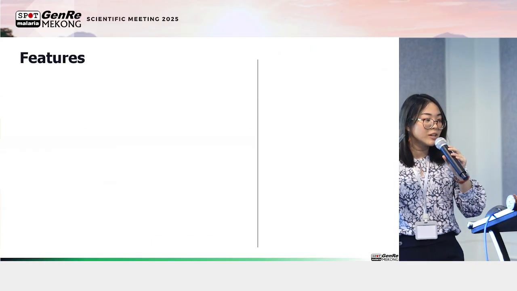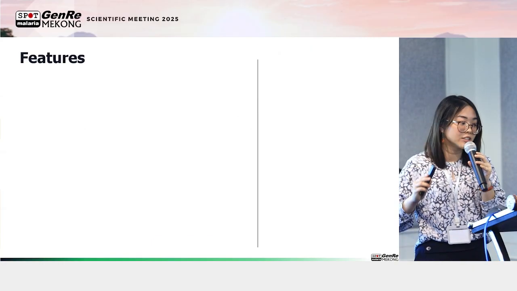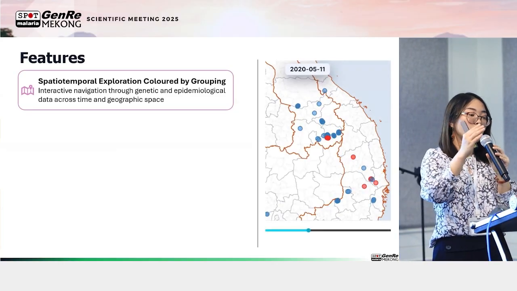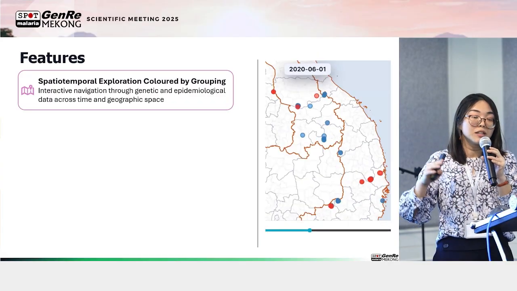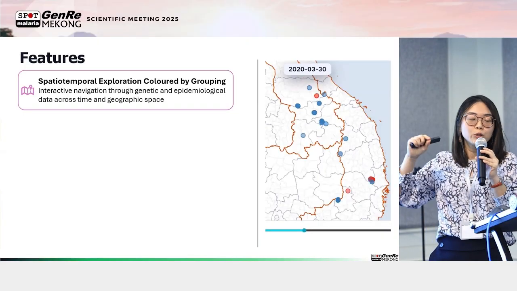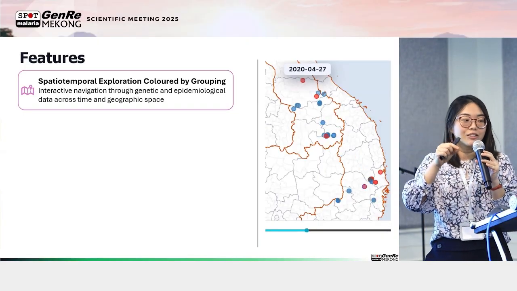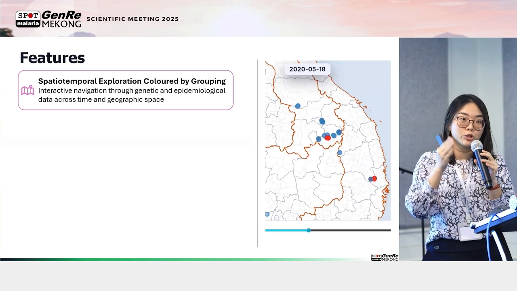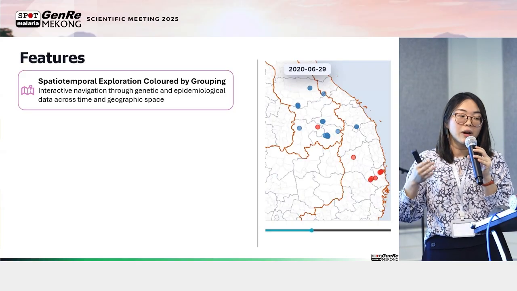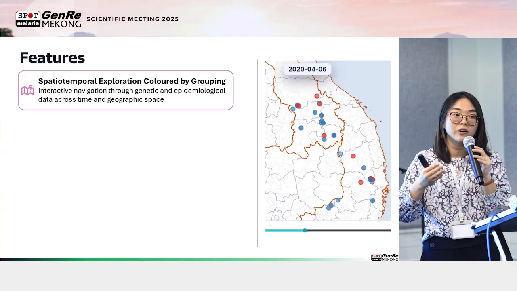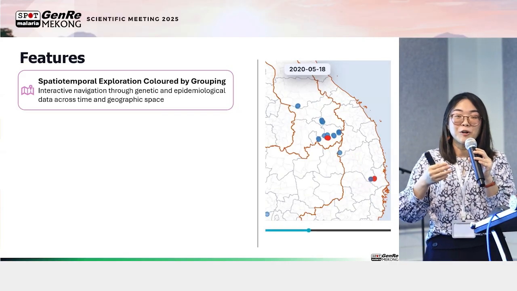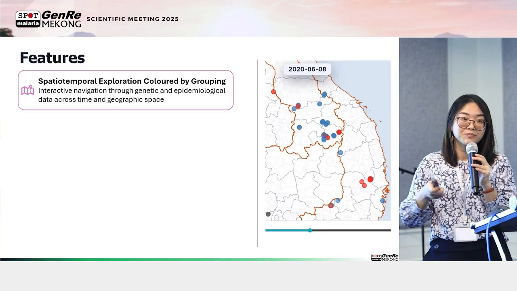So let me briefly walk through the main features of this application. You can move through time and geography to see when and where samples appear. The markers, each of the dots, are one sample. So you can color the dots, your samples, by any grouping of your choice. For example, you may choose to color the dots by species, by artemisinin resistance, by cluster number, or anything really, as long as you have a column in your data sheet, you can give them a color.